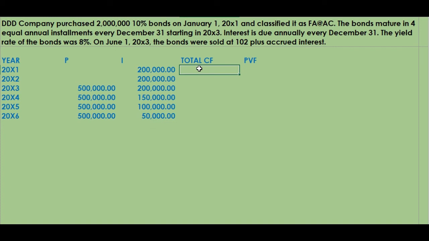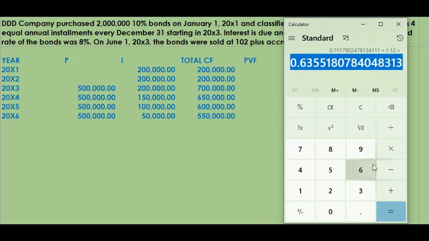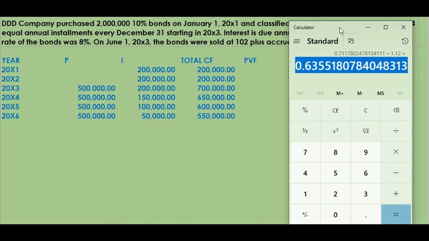Okay. Giving our total cash flows at ito plus ito. Okay. So, 200,000, 200,000, 700,000, 650, 600, and 550,000 for the years 20x1 hanggang 20x6. So next na concern natin will be yung computation ng present value factor. So ngayon 8% ang ating yield rate.